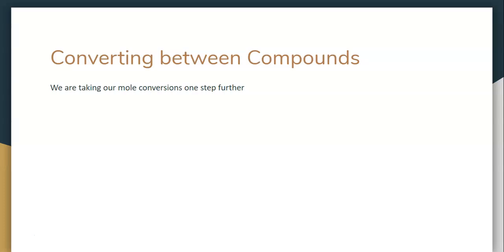So when I convert between compounds, I'm going to take those mole conversions that we did in lesson 1 and take them a step further. We're going to make our mole conversion chart just a little bit longer. Not too crazy, but just a little bit. Again, I'm using the question: if I have 5 grams of O2, how many moles of H2O does it make? And I have my balanced equation: 2H2 plus O2 equals 2H2O.